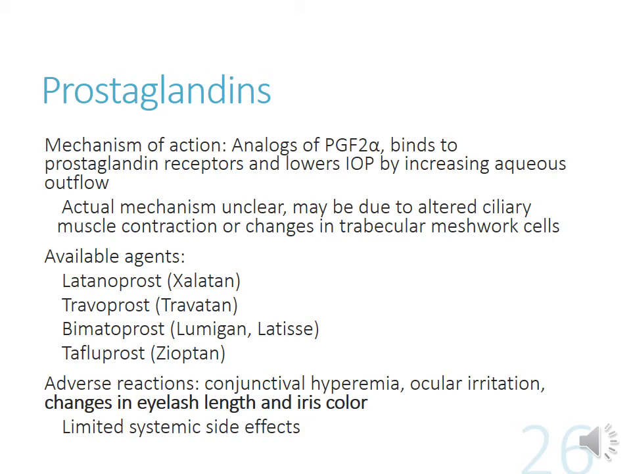Okay, so looking at prostaglandins as our first-line agents, these work as analogs of PGF2 alpha. They bind to prostaglandin receptors within the eye, and they help lower the intraocular pressure by increasing aqueous outflow. Now, how this actually works, no one really knows. But they think it may be due to altered ciliary muscle contraction and changes in the trabecular meshwork cells. So how the aqueous humor is leaving is thought to be due to changes to the muscle and also the trabecular meshwork. But the actual mechanism there, no one has fully elucidated yet.